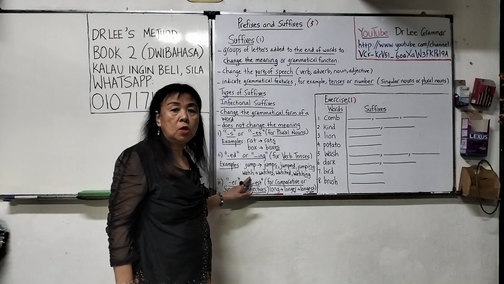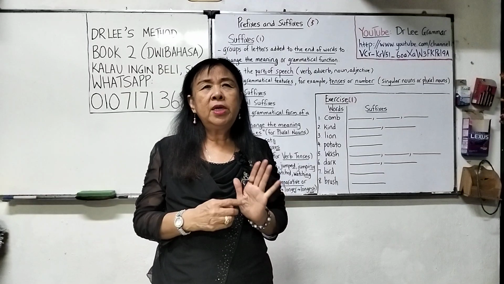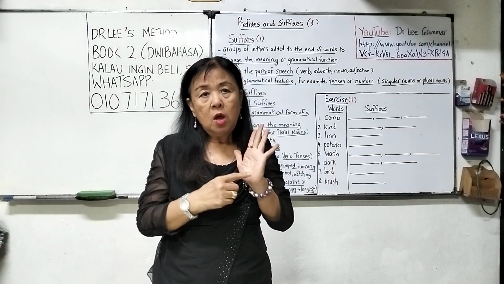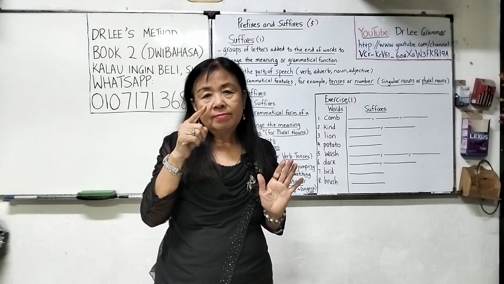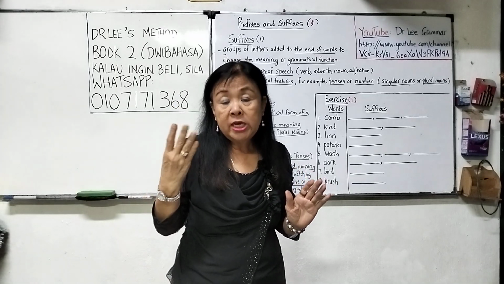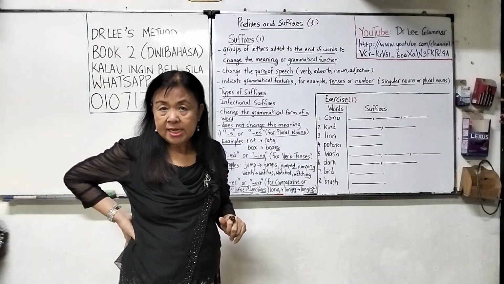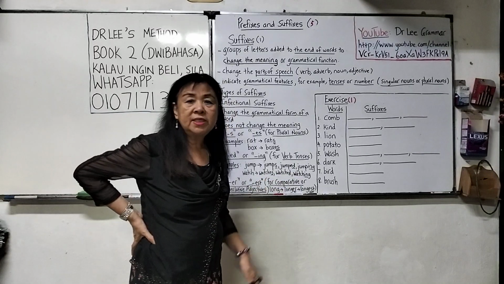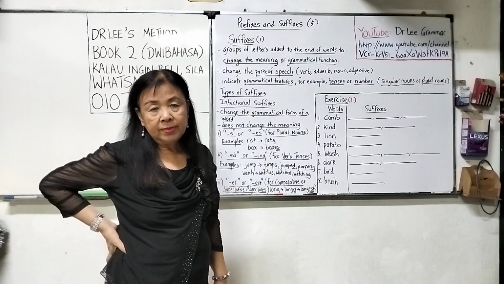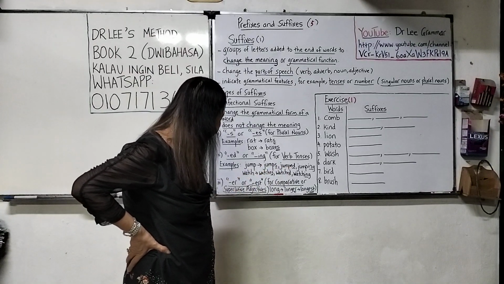Another example is watch. Like I mentioned just now, if we use H or we use S, then we need to put ES, okay, for he, she, it. But for past tense, it is ED. For continuous tense, ING, okay. So watch, watches, watched, watching.